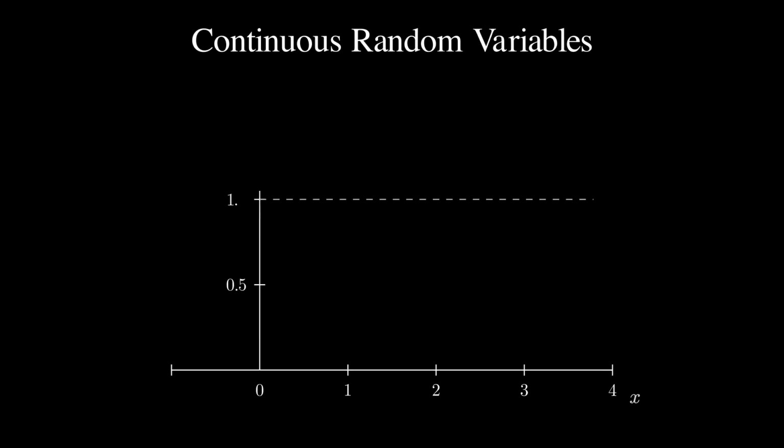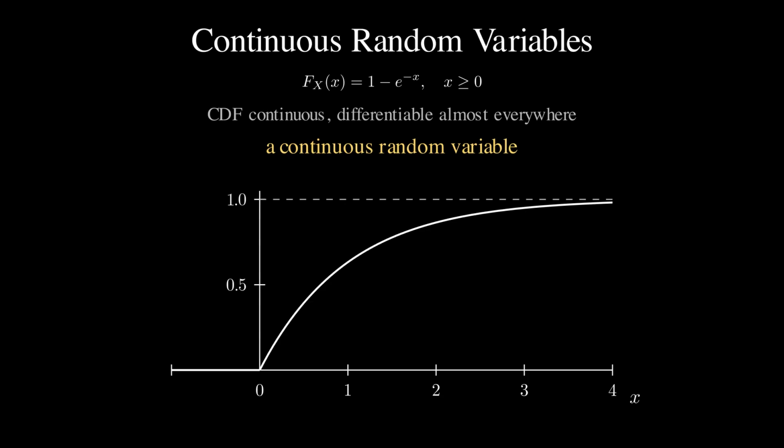Not every accumulation climbs in jumps. Here is a CDF that rises in a smooth progression. 0 for negative x, then 1 minus e to the minus x. It satisfies everything we asked. It starts at 0, never decreases, and climbs to 1. When the CDF of X is continuous like this, and differentiable almost everywhere, we call X a continuous random variable.